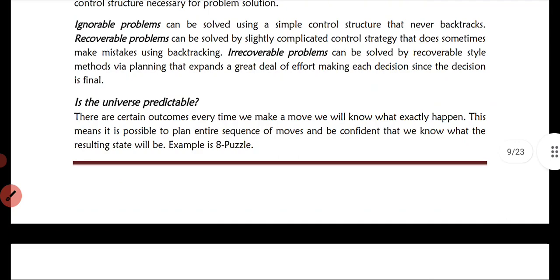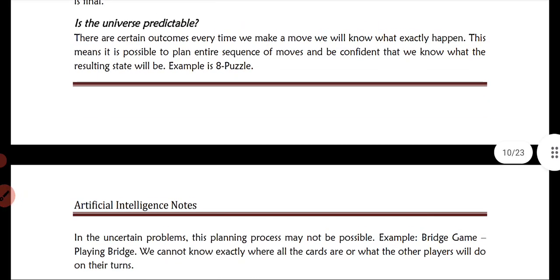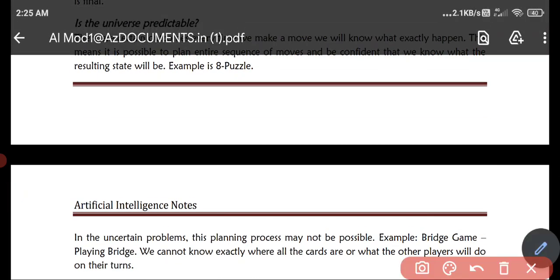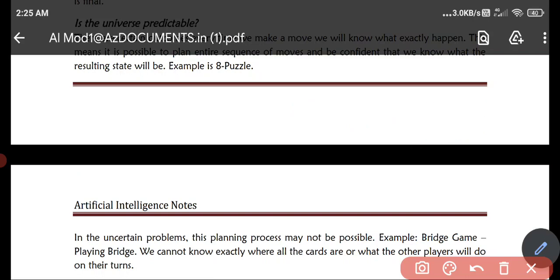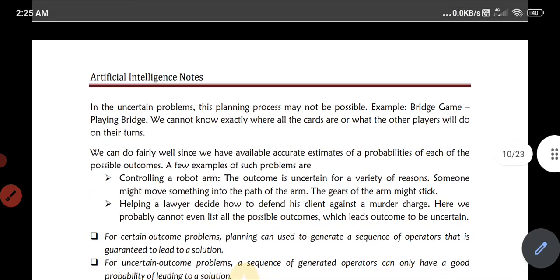And the next one is universal predictable. Sometimes we know the output of what we are trying to do. For example, in the 8 puzzle game, we know what we have to do in the output, correct? We need to organize it in a proper pattern. So that is nothing but universal predictable, whether we know the output or not, so that we can confidently move towards the solution.